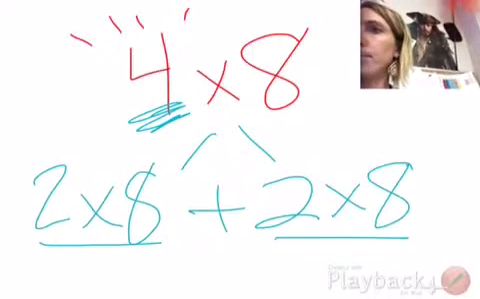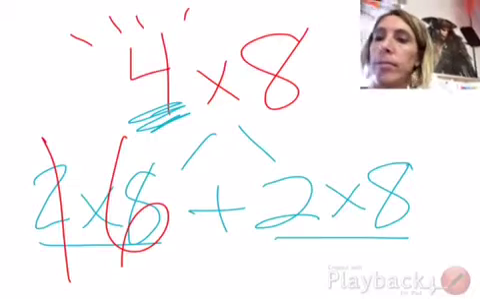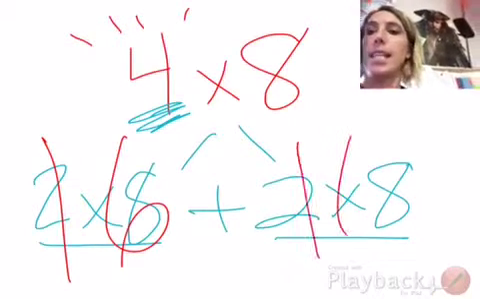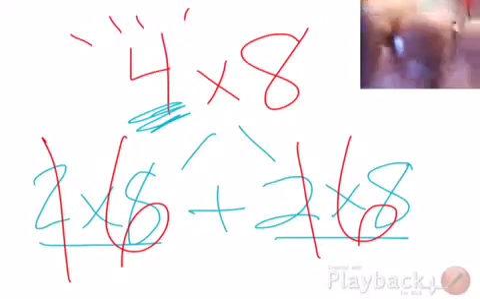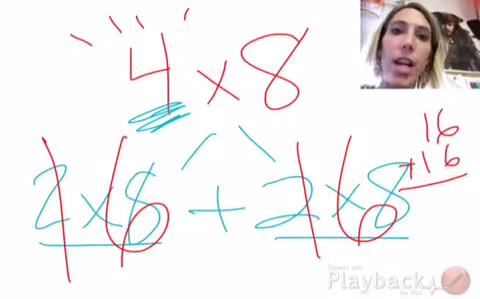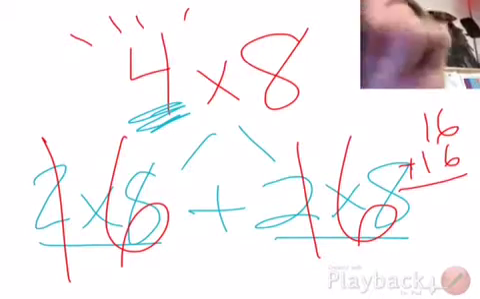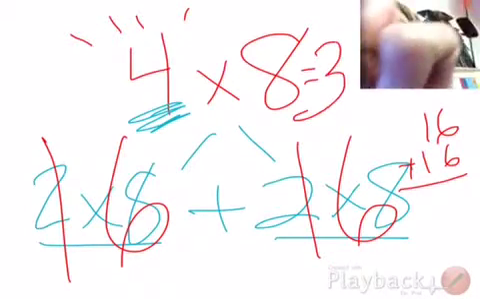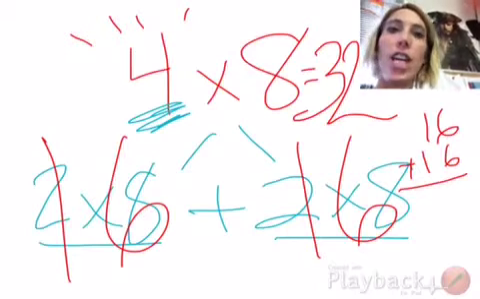And what's nice in the 4-fact problems is that these are exactly the same multiplication problem. So 2 times 8 is 16. 2 times 8, 16. So I just double the 16s. So 16 plus 16 will give me my final product of, hopefully you're doing it yourself, 32.